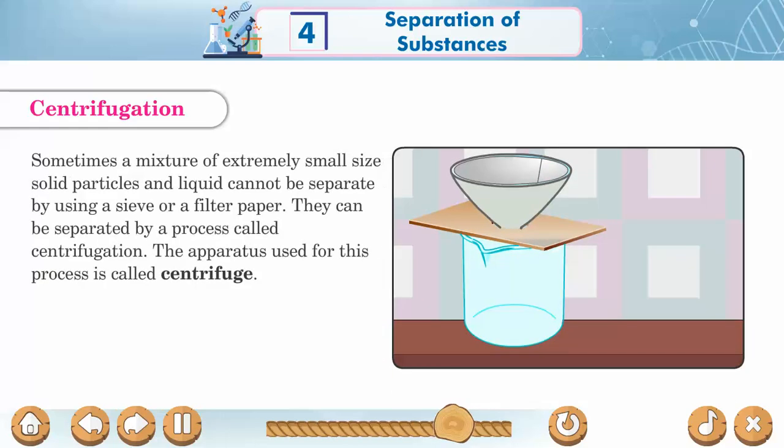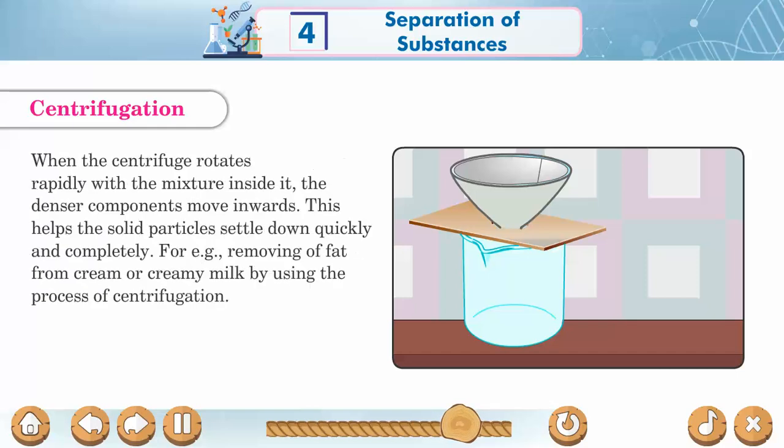Centrifugation. Sometimes a mixture of extremely small size solid particles and liquid cannot be separated by using a sieve or a filter paper. They can be separated by a process called centrifugation. The apparatus used for this process is called centrifuge.